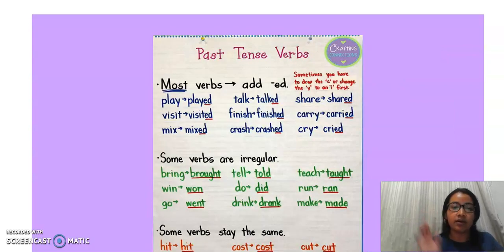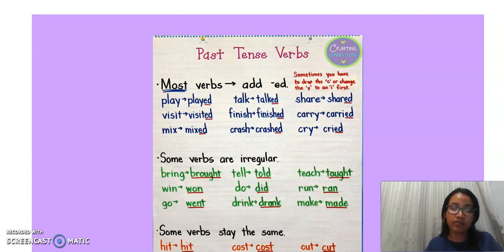Here we have the two kinds of verb that I was telling you. We have the regular verb, and it says the verb must add -ed. Play, visit, mix. As you can see, the only thing that is done is that we add -ed at the end of those verbs. Then we have some irregular verbs in which the word changes completely, as you can see over there. And you have to learn those verbs, guys.